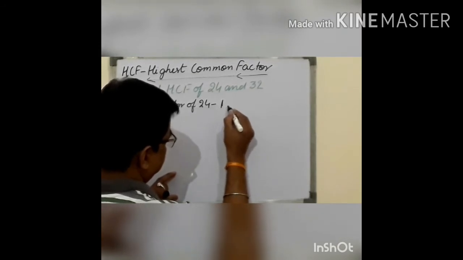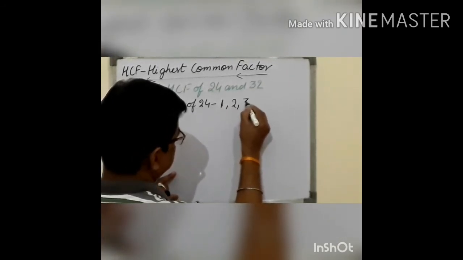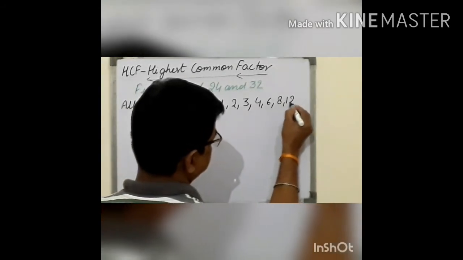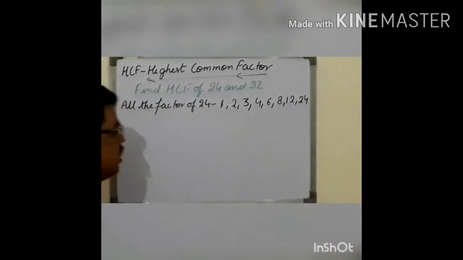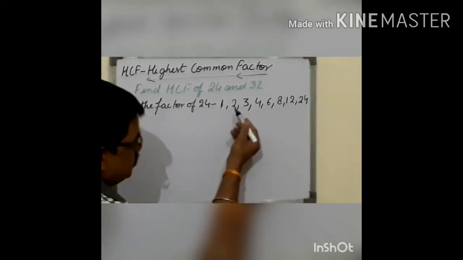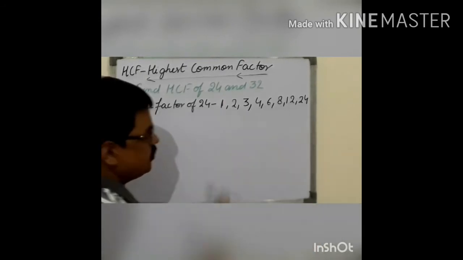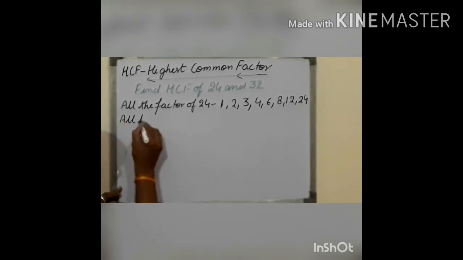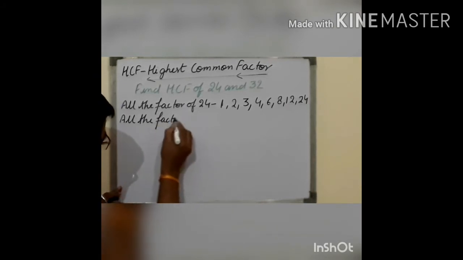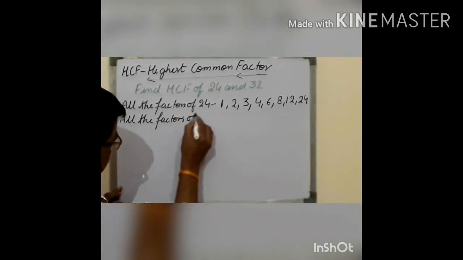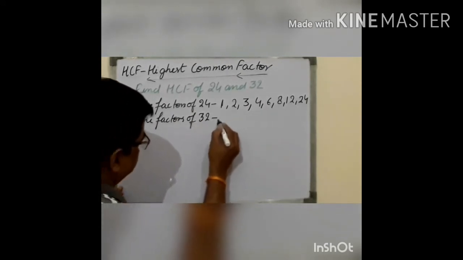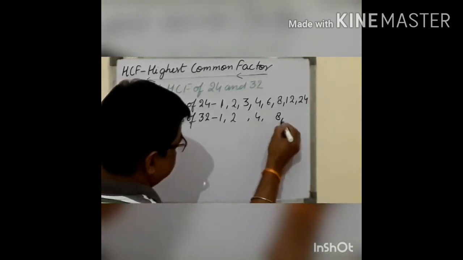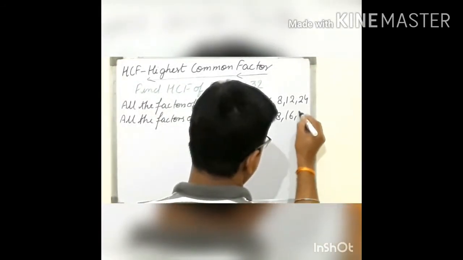1, 2, 3, 4, 6, 8, 12 and 24. So these are the factors of 24. 1, 2, 3, 4, 6, 8, 12 and 24 are the factors of 24, and all the factors of 32 are 1, 2, 4, 8, 16 and 32.